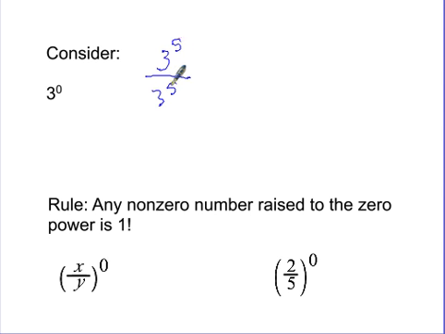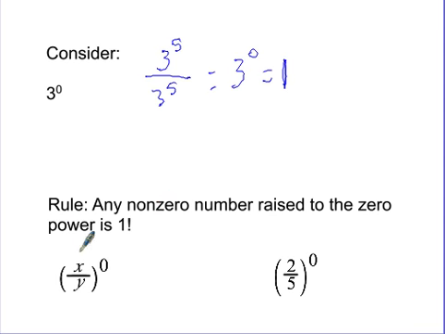When you have an exponent over an exponent, what do you do? Subtract the exponents, right? So 3 to the 5th over 3 to the 5th is 3 to the 0. But what is 3 to the 5th over 3 to the 5th? Any number divided by itself is 1. So any number with an exponent of 0, other than 0, you can't put 0 as a base, but any number other than 0 with the exponent of 0 is 1.